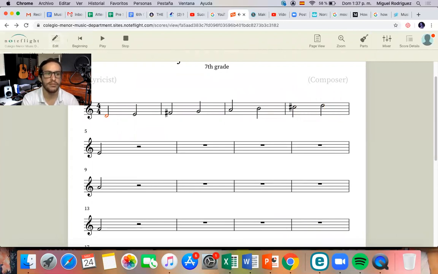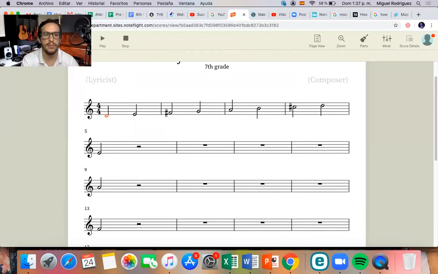And then we have the D major scale. So the D major scale has how many sharps? 2 sharps. Which ones? F sharp and C sharp. Okay? Now let's do the same thing with E.